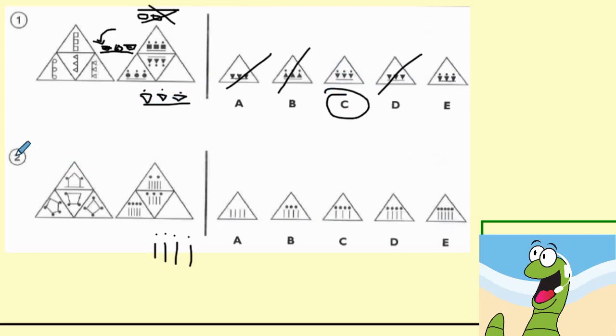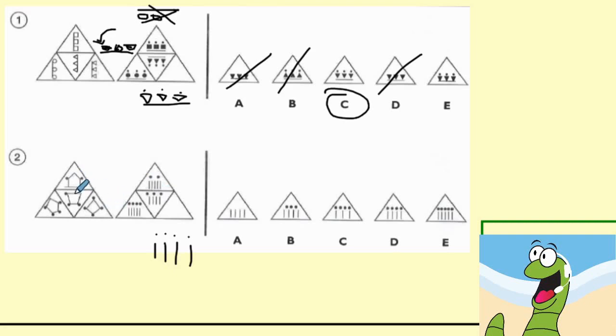Question 2. We are looking for, so look at what we've got: 2 dots, 2 dots, 3 dots, 3 dots, 1, 2, 3, 4 dots, 4 dots. Let's see what's the relationship between these lines. We've got some vertical lines, and we've got the lines in a shape. But how many lines do we have? 1, 2, 3, 4, 5. How many lines here? 1, 2, 3, 4, 5.